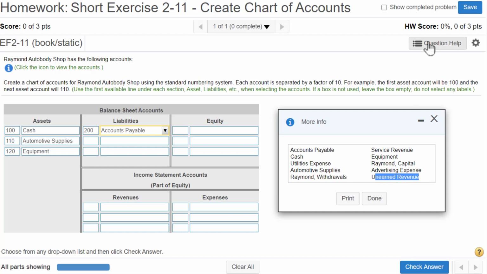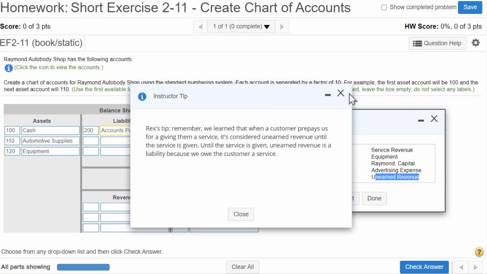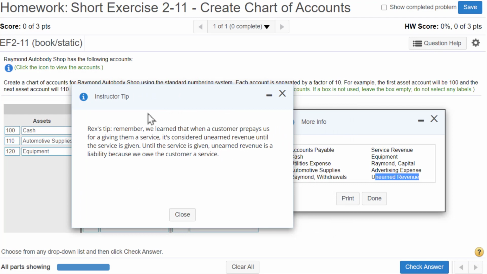In fact, I had an instructor tip. I should have popped it up. I closed it. I forgot to show it to you. So I have an instructor tip that's reminding you that we learned that when a customer prepays us for giving them a service, it's considered unearned revenue until the service is given. So if a customer comes in and says, fix my car, and they pay us ahead of time, we can't consider that revenue until we have actually given them the service. So until we give them the service, we owe them that service. Therefore, unearned revenue is a liability.